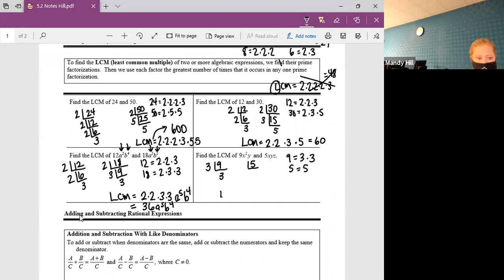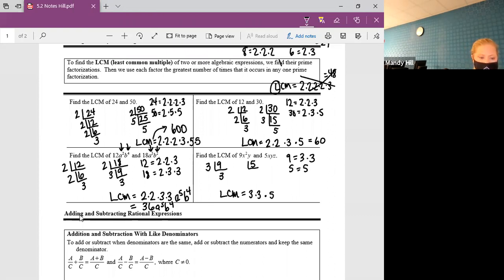So when I'm listing my least common multiple, the most amount of 3's I have in either one of these lists is going to be 2 3's. The most amount of 5's I have in either list is just 1. So it ends up being all of that stuff.